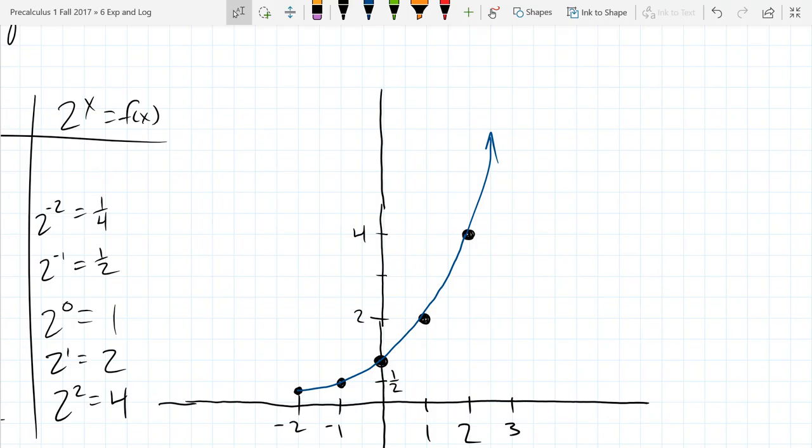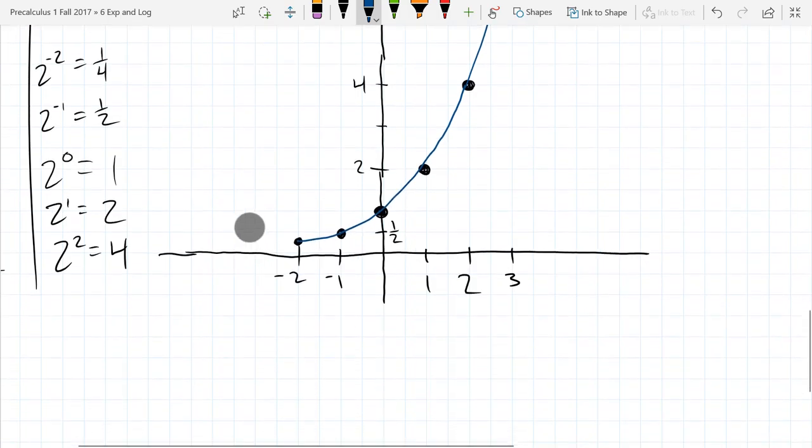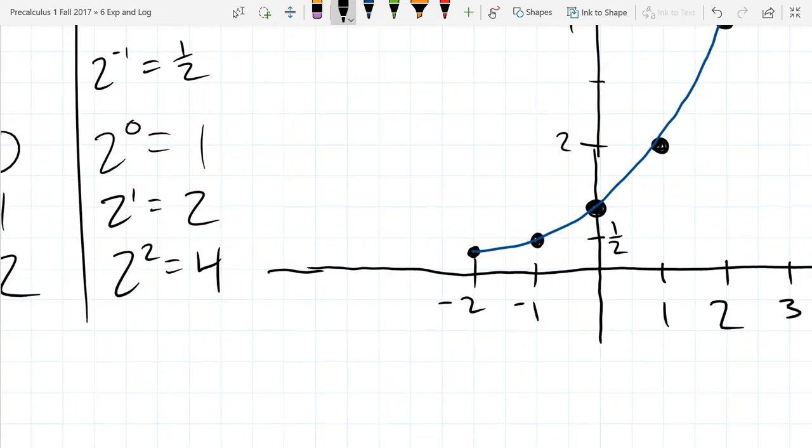So it acts a lot like a polynomial. It looks a lot like a parabola, where as you keep going to the right, it keeps going up. It does go up faster than a parabola, but until we get to calculus class, we can't properly compare them. So for our purposes, it looks a lot like a parabola on that side.